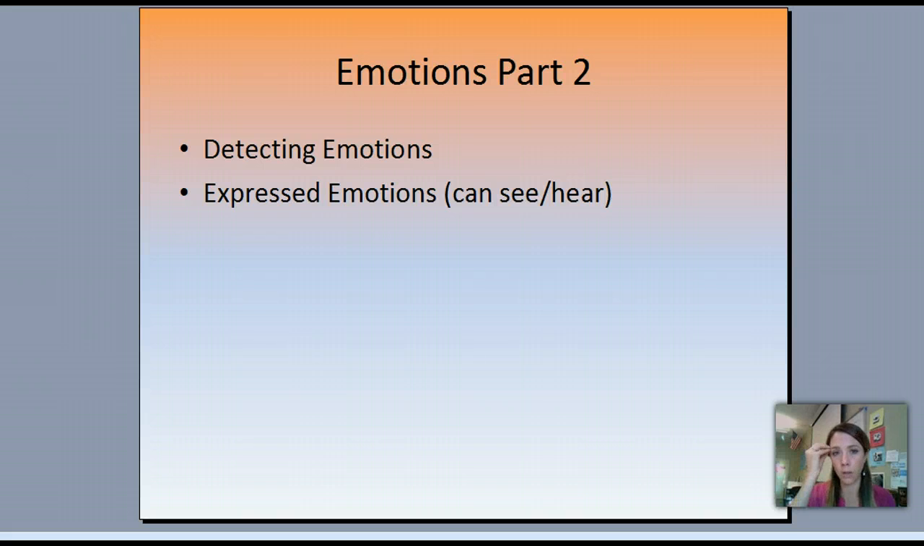So not just things in their brain. Remember, we can talk about that can be sad or happy and not have that expressed, right? It can be a change in our brain. But expressed emotion means that I can see it, I can hear it in your voice, or I can see it on your face that you have this emotion. So let's start with detecting emotion.